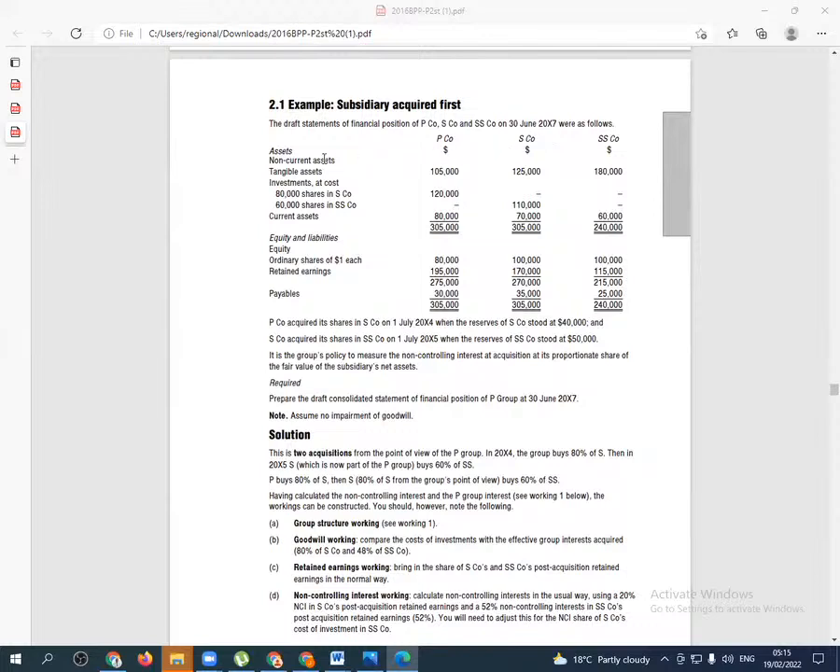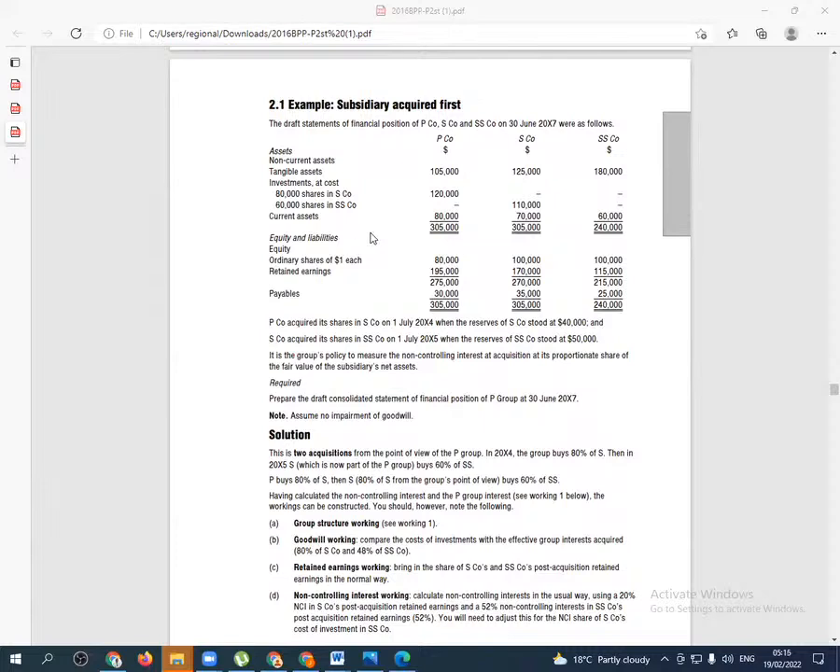So we can see here investments at cost. P bought 80,000 shares in S for 120,000. You're able to see this figure of 120,000. And then we have S company here, which paid 110,000 for 60,000 shares in SS company. And then we have the current assets, equity and liabilities. We have equity there, ordinary share capital, retained earnings, and payables.